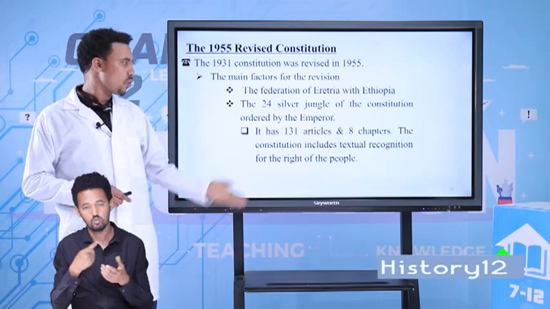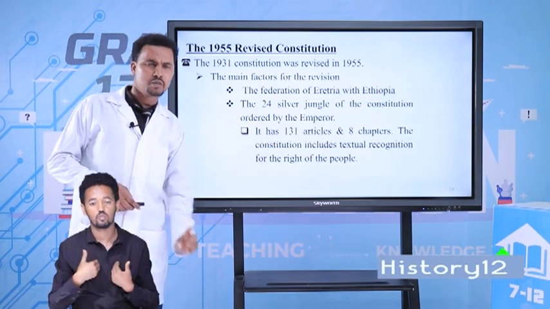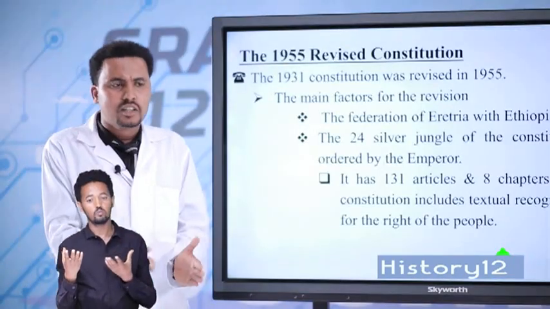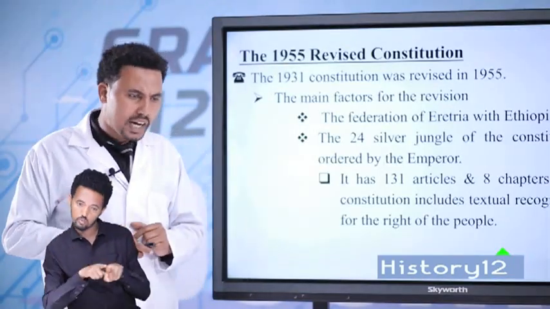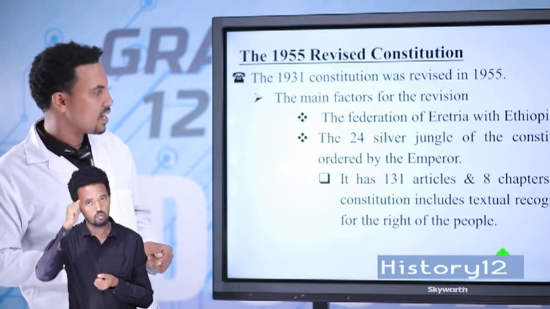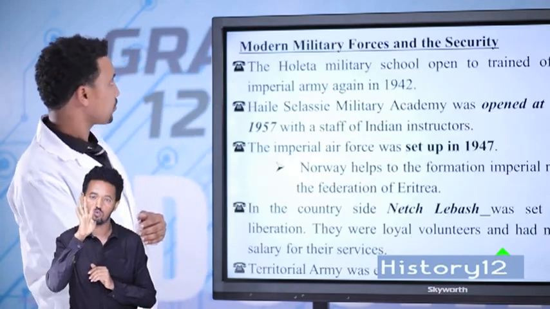This constitution has 131 articles and 8 chapters. The constitution, for the first time, gave textual recognition to the rights of society, and it also includes human rights, the Declaration of 1948, that means the human rights declaration.